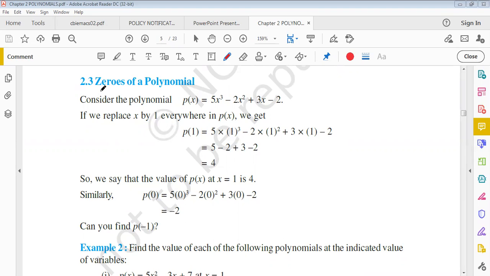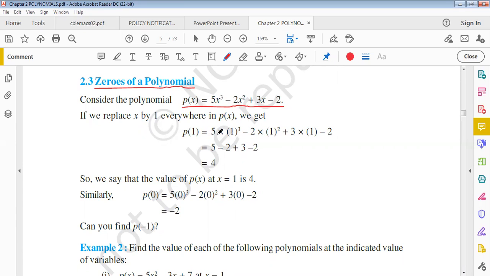Today we are going to cover the topic zero of a polynomial of chapter 2, polynomials. How can we find the zero of a polynomial? Let us start by considering the polynomial p(x), which is a cubic polynomial. Why is it a cubic polynomial? Because the highest power of the variable is 3. That's why it is known as a cubic polynomial.